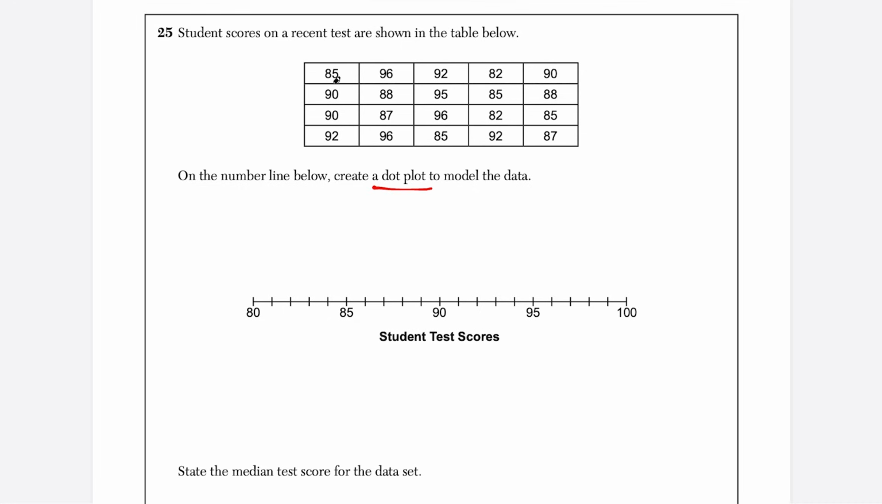So all we have to do here is take all of these numbers and put a dot over each of the numbers where they appear. So we have 85, we could just put a dot like this, and then we're going to do this for 96, and for the other values here. And anytime something repeats, we're just going to put another dot above the same dot.